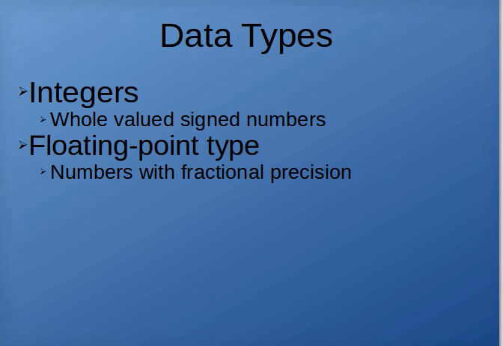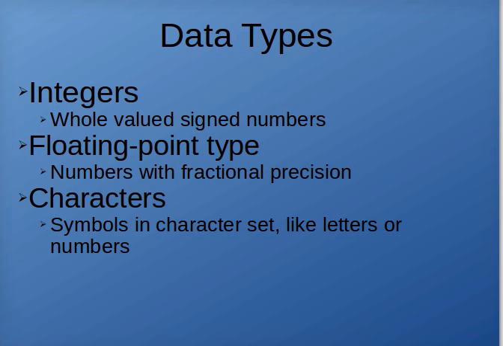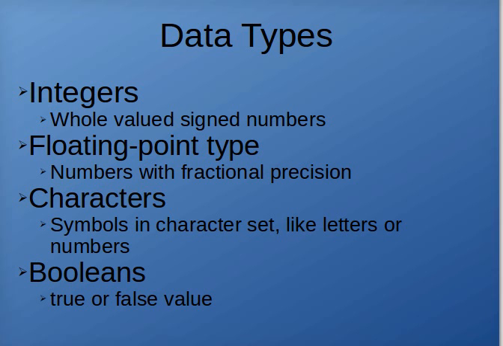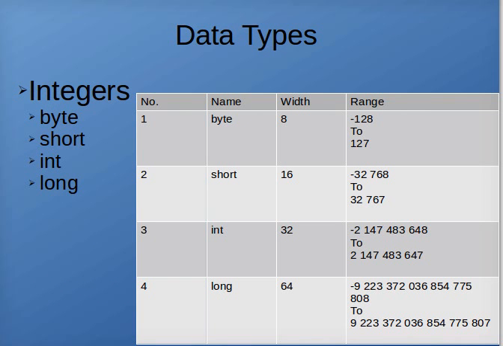Floating point type is meant to store numbers with fractional precision. Characters are made to store symbols in a character set, like letters or numbers, and booleans can store only true or false values. So first we start with integers.